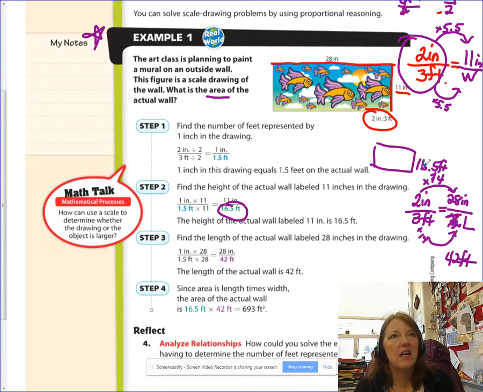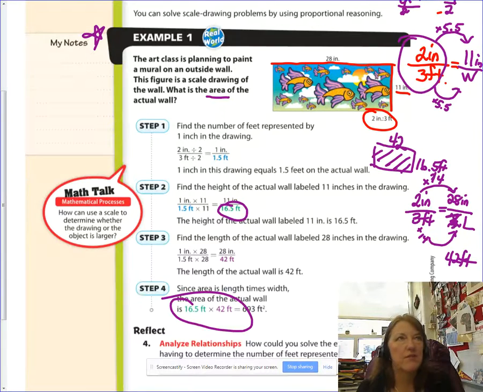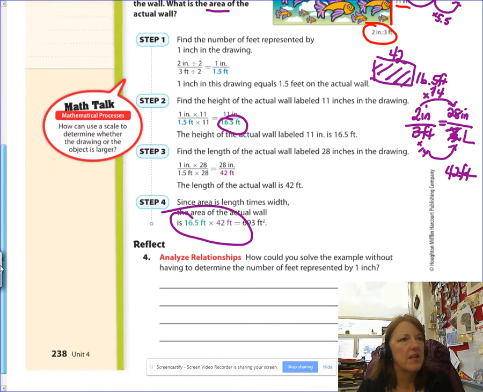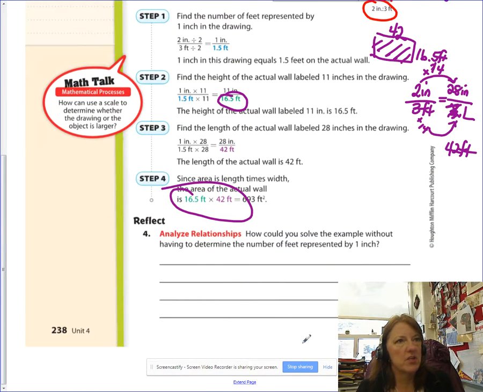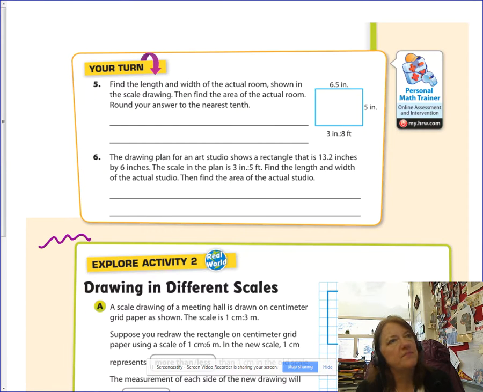Ta-da! All right, so my width was 16.5. This is 42. If I'm asking you to calculate area, you're going to take base times height, or length times width. And that's what they did right here in step number 4. 16.5 times 42 gives you 693 square feet for the area. All right, so this is what we're doing each time. Okay, I'm going to skip over this one right now.